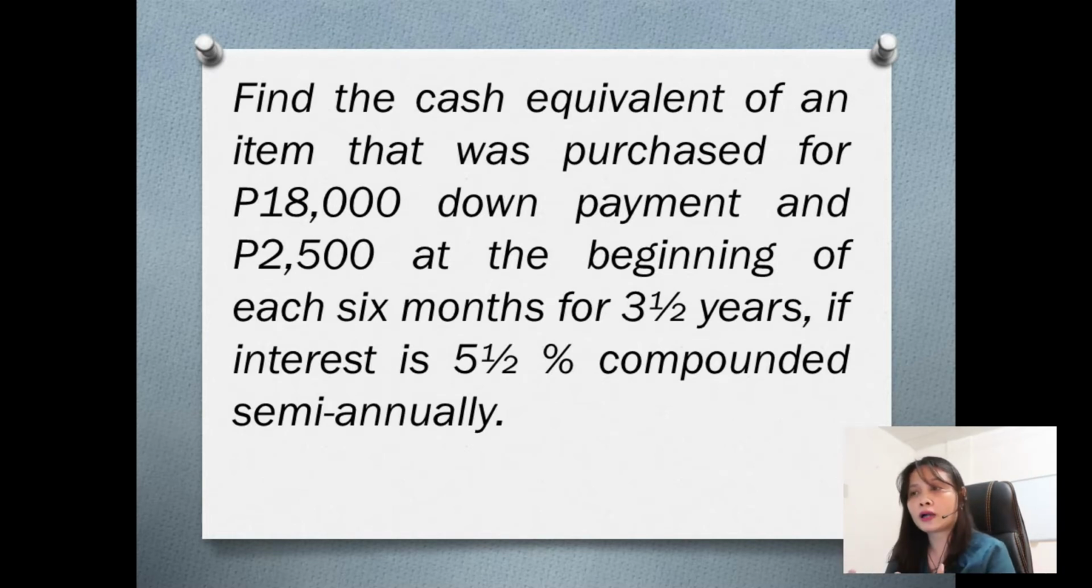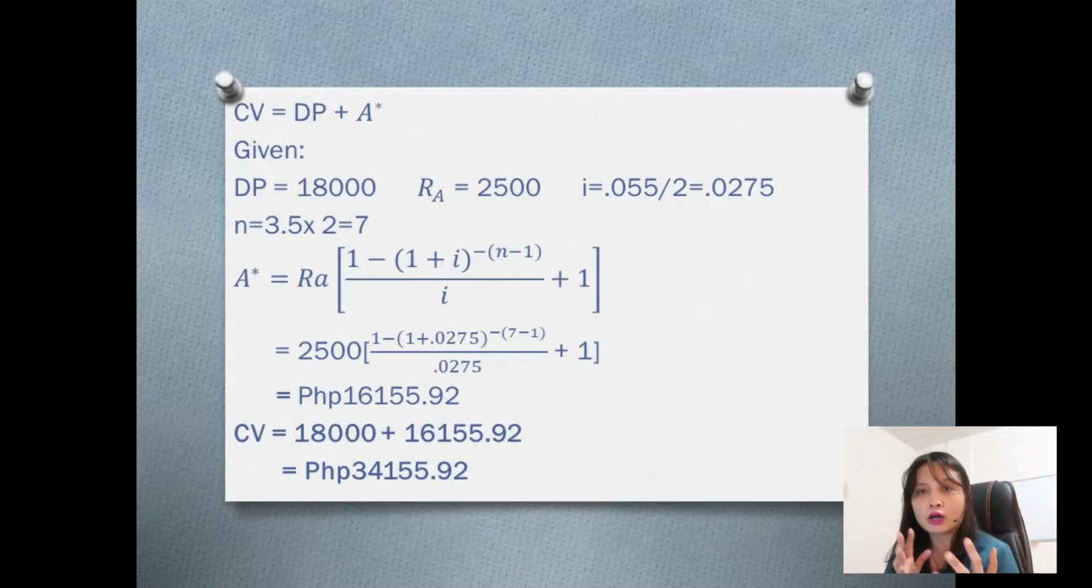In this particular problem, what are the given? We have 18,000, which is your down payment, and a regular payment of 2,500. Then the time, which is 3.5 years, and the rate, which is 5.5%. And the conversion period, which is semi-annually, will be equal to 2.